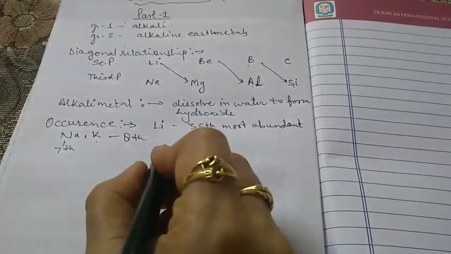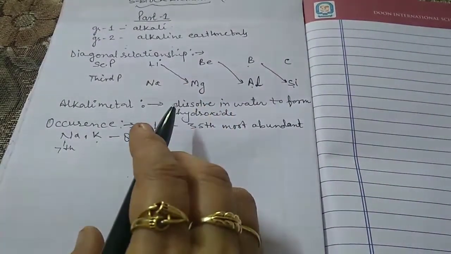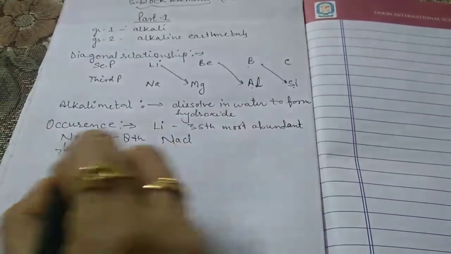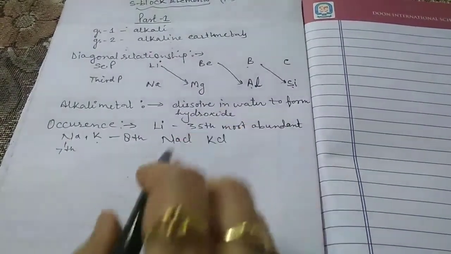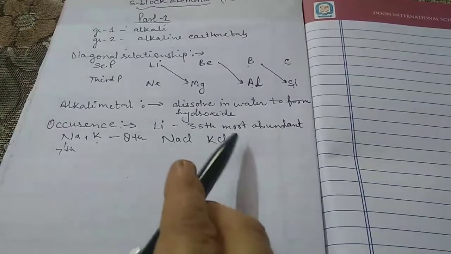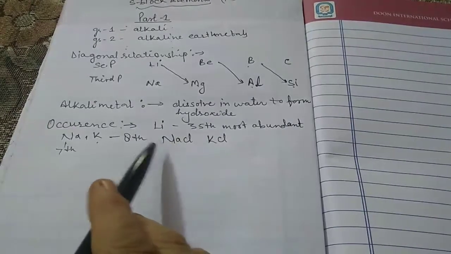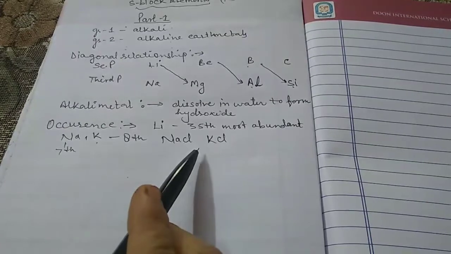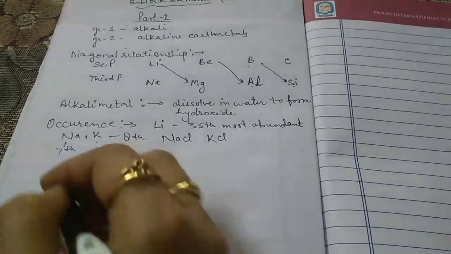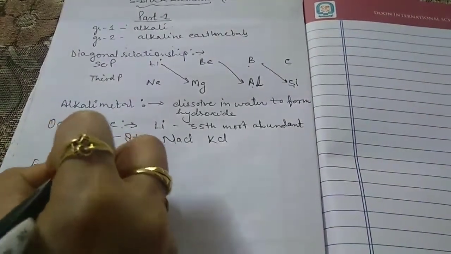Now there are some compounds of sodium and potassium. For example, NaCl is the compound of sodium, KCl is the compound of potassium. They are both present in seawater. NaCl is also called rock salt and is the major source of sodium. Now the next topic is electronic configuration.